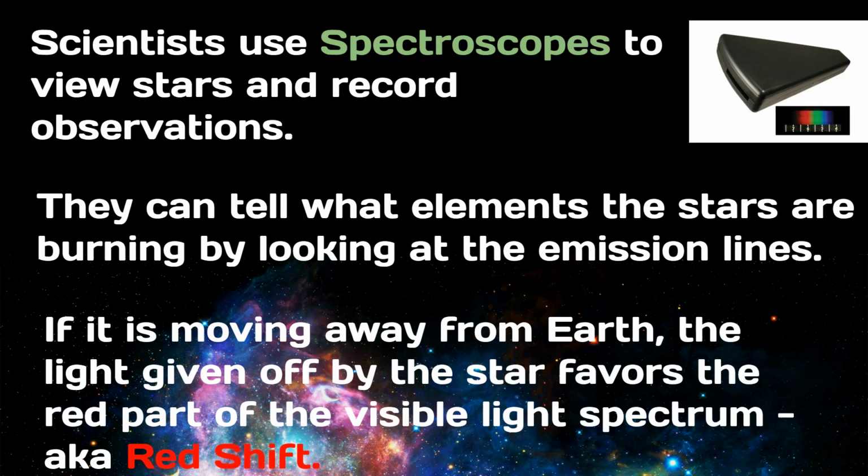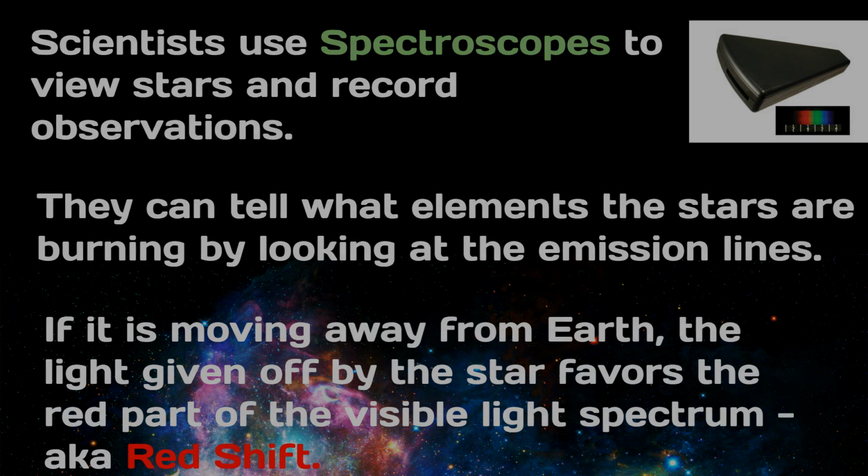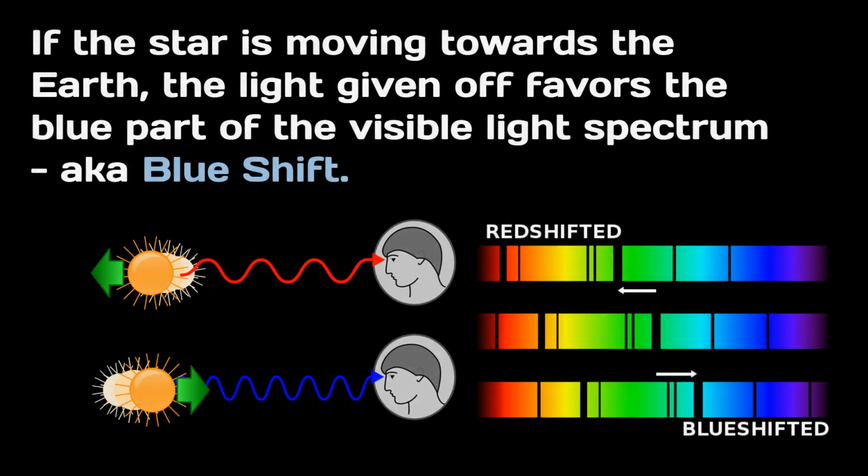Furthermore, if the star is moving away from Earth, the light given off by the star will favor the red part of the spectrum. Okay, this is known as redshift, and it tells us the star is moving away. However, if the star is moving towards the Earth, the light given off favors the blue part of the visible light spectrum, and this is known as blue shift.